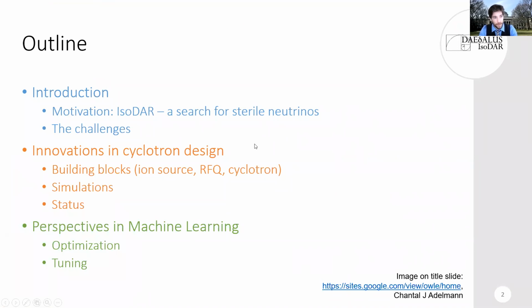All right, so at the beginning, I will give you a bit of a motivation. I will explain what the IsoDAR experiment does, and we'll go into some of the challenges of providing a very intense proton beam in an underground laboratory environment. Then I will jump right into the cyclotron design and simulations. I will tell you about the building blocks of our system and how we simulate them and what the current status is. And then finally, as I mentioned, I have a few slides on how we are planning on incorporating machine learning into this.